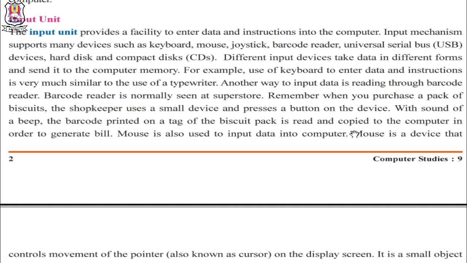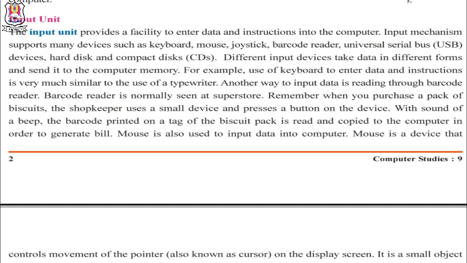A barcode reader is normally seen at a superstore. Remember when you purchase a pack of biscuits, the shopkeeper uses a small device and presses a button on the device. With the sound of a beep, the barcode printed on the tag of the biscuit pack is read and copied to the computer.